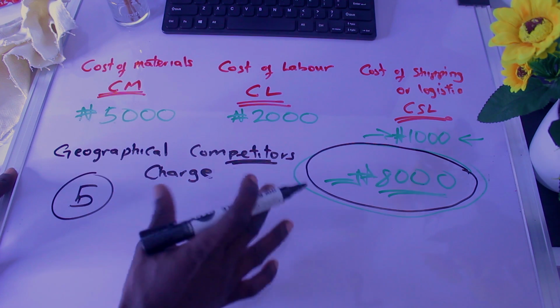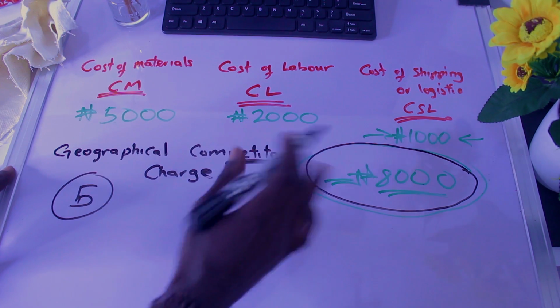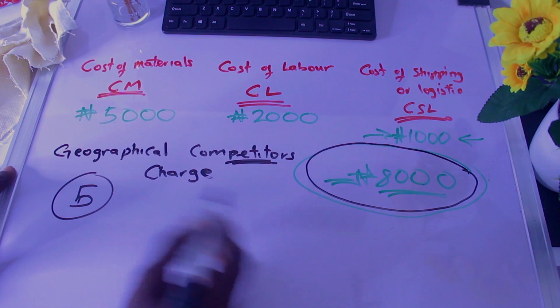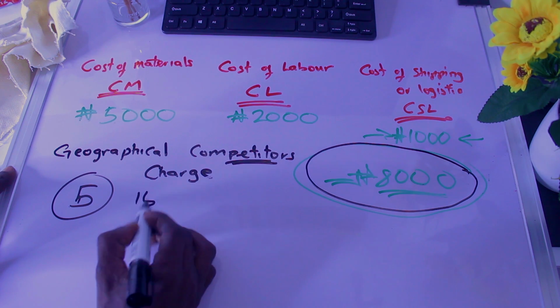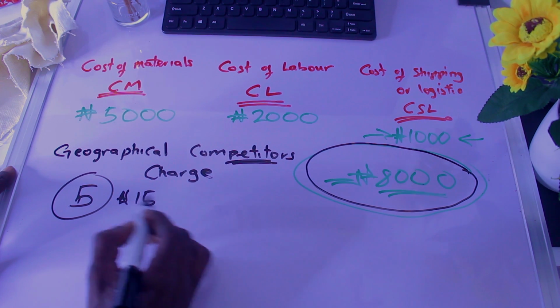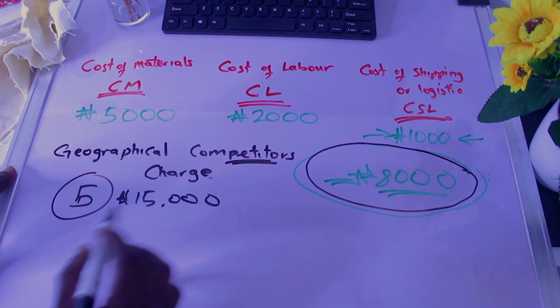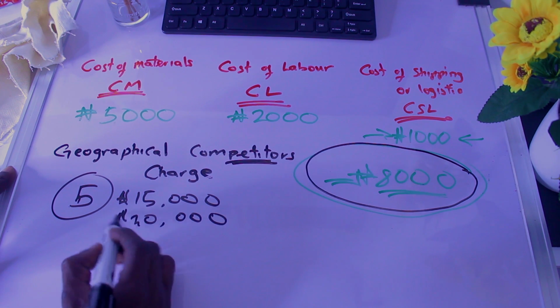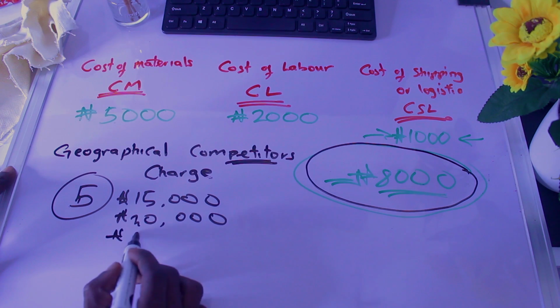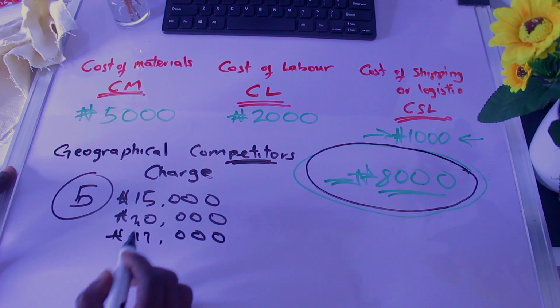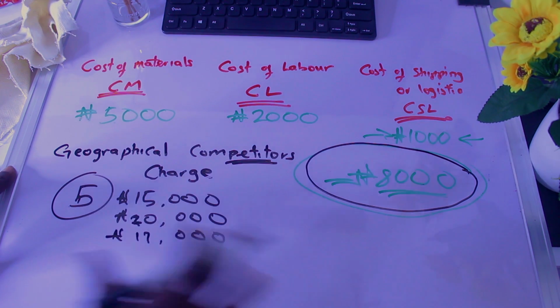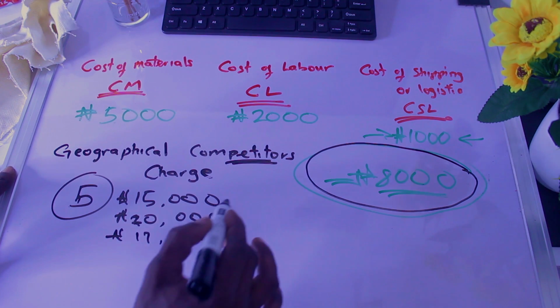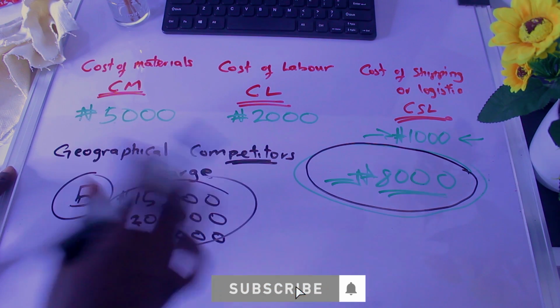Let's say 5 people, and each of them is going to tell you the price at which they can make you an outfit. Let's say the first one tells you it is 15,000 naira. The other one tells you it's like 20k to make an outfit. So 20,000. The other one tells you, let's say, 17,000 to make an outfit. So just try and call like 5 of them.